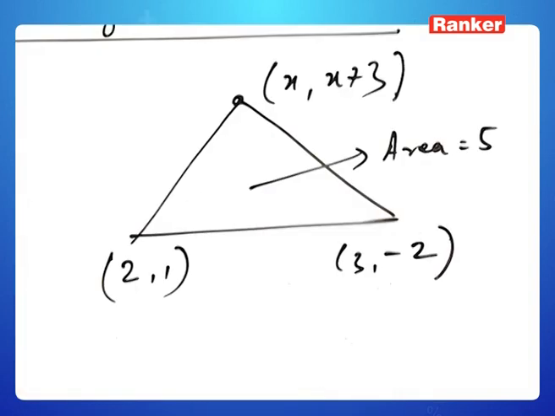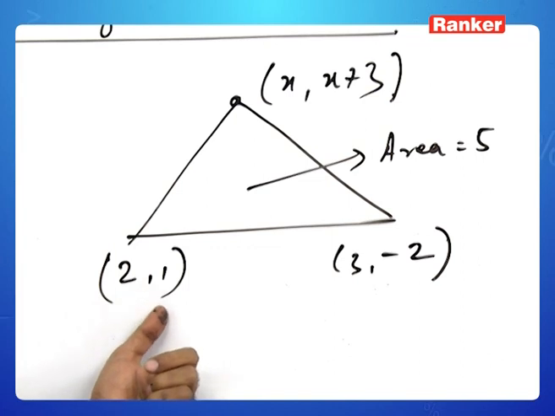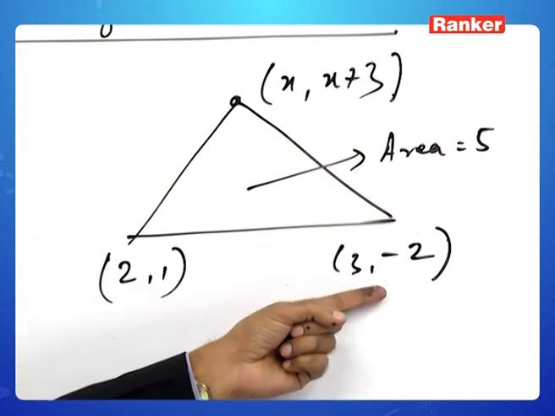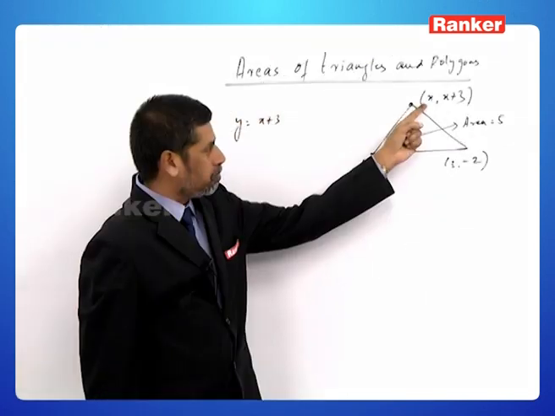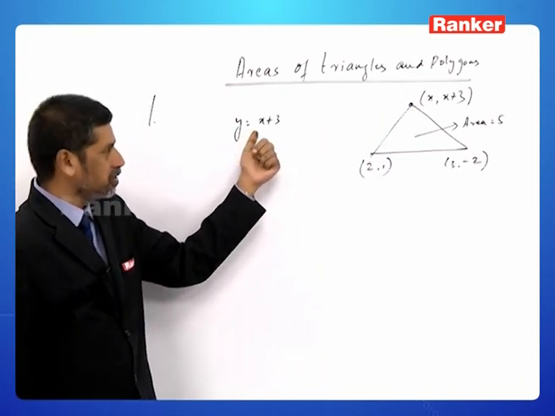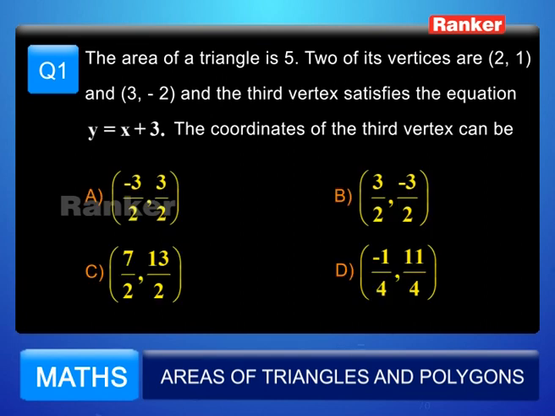Well, so we have a triangle with vertices (2, 1), (3, -2). The third vertex is unknown, but that vertex satisfies the equation y = x + 3. Area is declared as 5. What are the possible coordinates of the third vertex? Is it only one triangle which is possible or more than one?